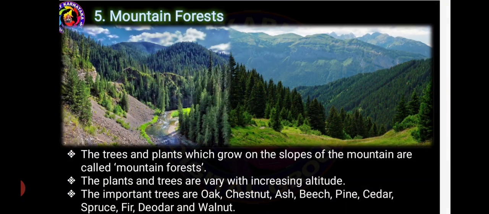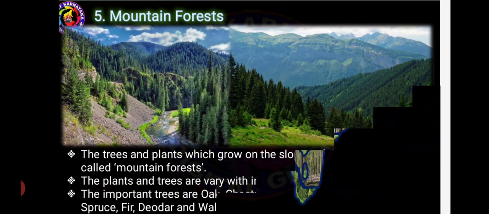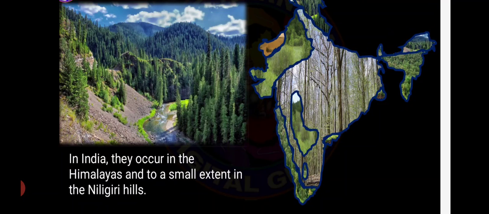Fifth type is mountain forests. The trees and plants which grow on the slopes of the mountains are called mountain forests. Here plants and trees vary with increasing altitude. The important trees are oak, chestnut, ash, beech, etc. They are mainly found in the Himalayas and to a small extent in the Nilgiri hills.